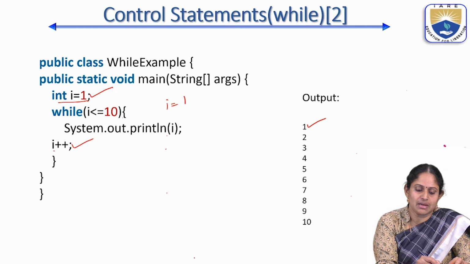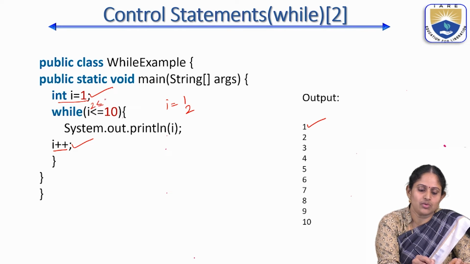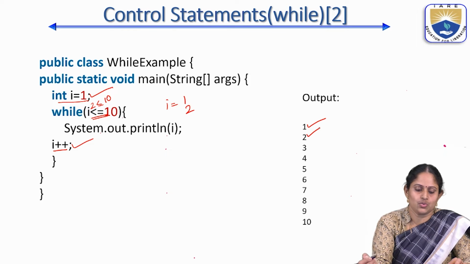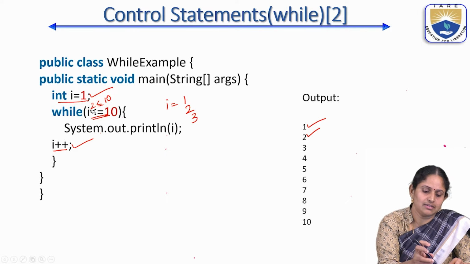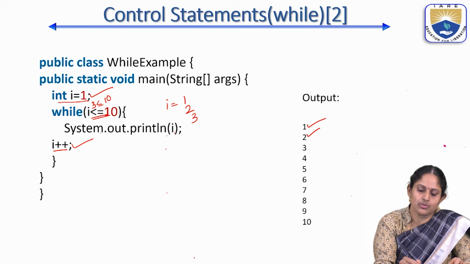Now what happens? It comes over here. I's value is incremented. I value becomes 2 now. So again, 2 is less than or equal to 10. True. The statement is true. It will come inside and print that value. So I is 2 now. Again, I plus plus. I is 3 now. 3 is less than 10. True. So the I value will be printed. I is printed as 3. Then I plus plus, I becomes 4.